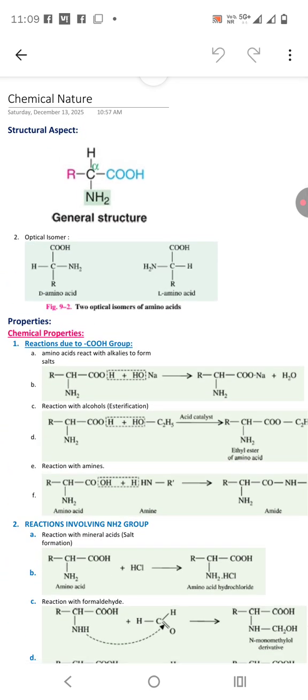Hello everyone. This lecture will be on chemical nature of amino acids. We all know that chemical nature comprises two parts. One is the structural part, another one is the properties part. Let's move to structural first.